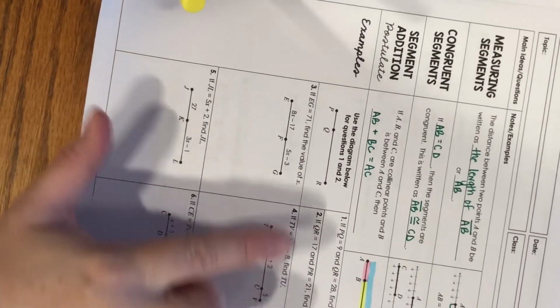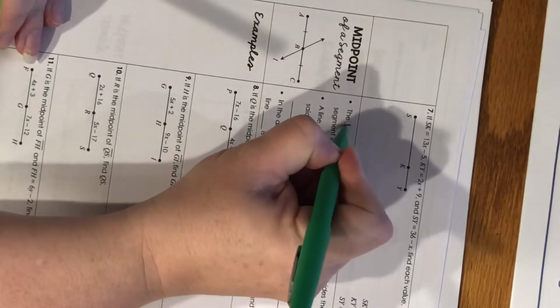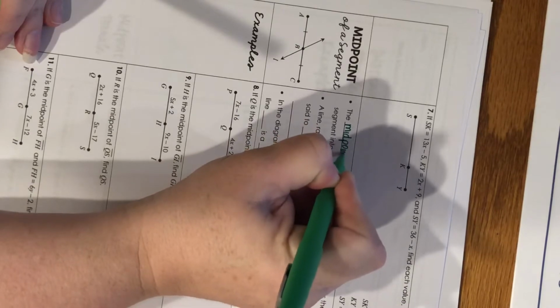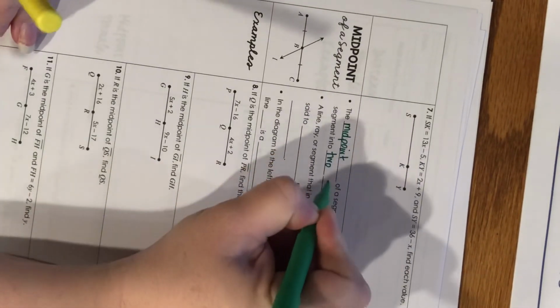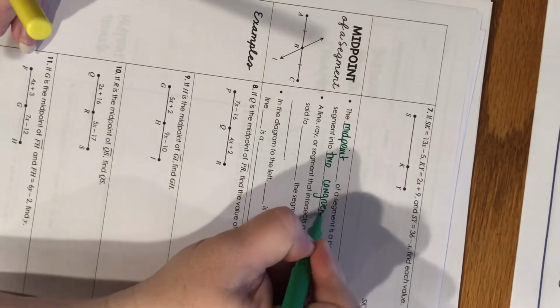Let's see what's on the other page. We're going to do this stuff later, the examples. So let's move on to the next thing. Now let's do midpoint of a segment. The midpoint of a segment is a point that divides the segment into two congruent segments.